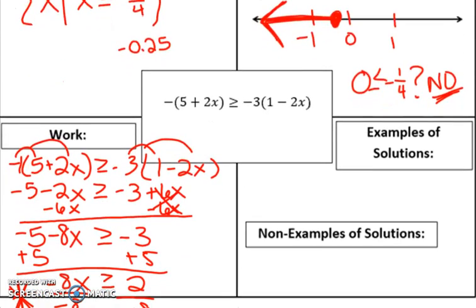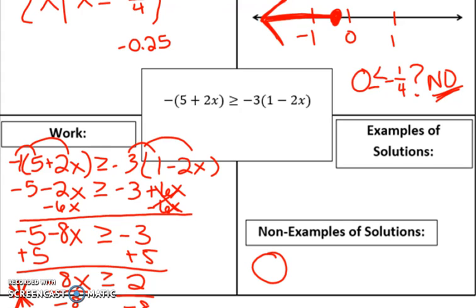So when we look at our answers down here, 0 is already an example of a non-solution. We could say positive 1 is a non-solution. For solutions, negative 1/4 is a solution because it says less than or equal to negative 1/4. And we can keep going and going.